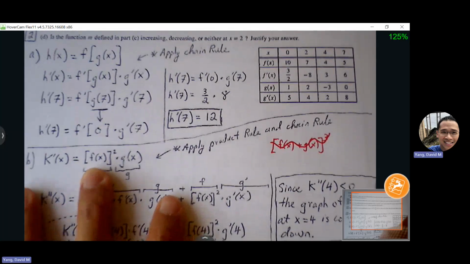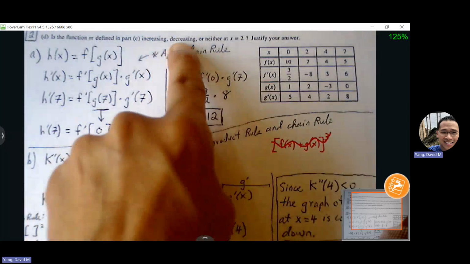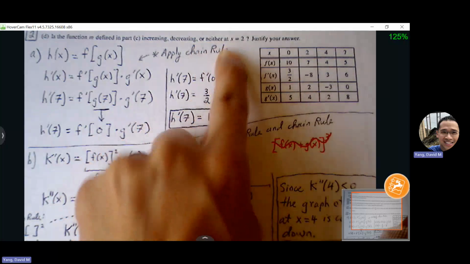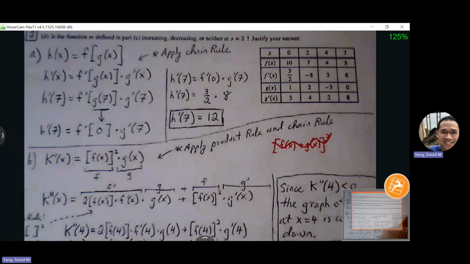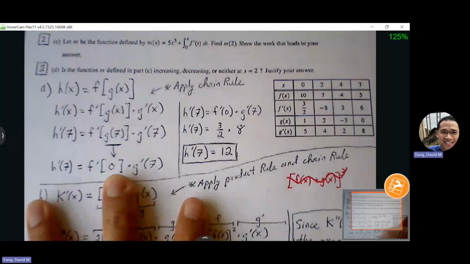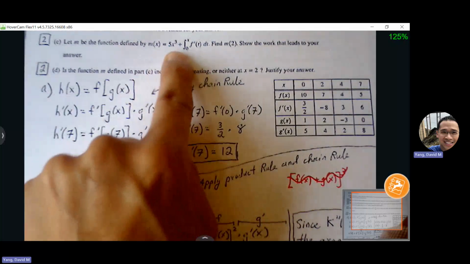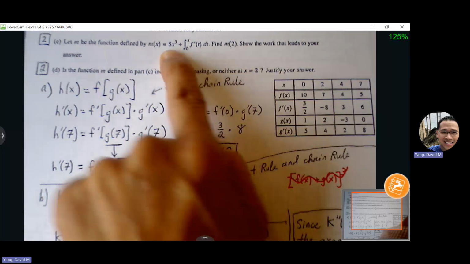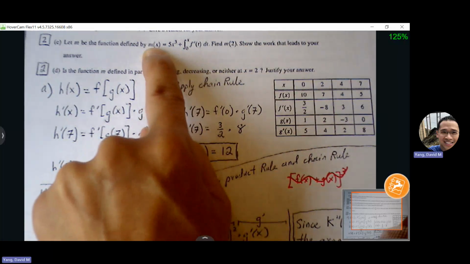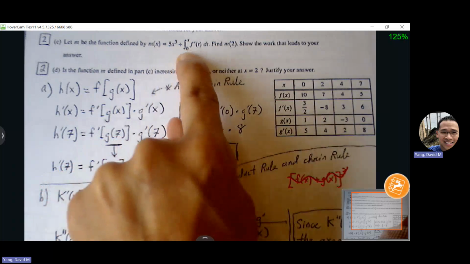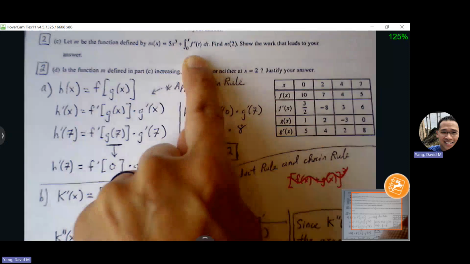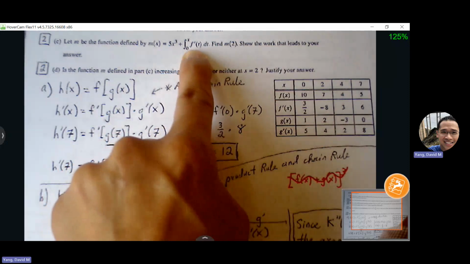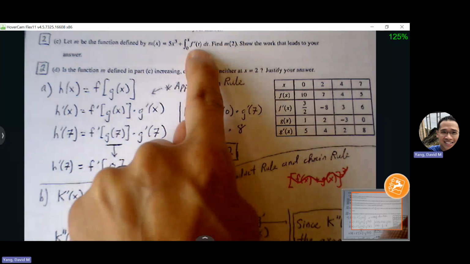Part D, is the function defined in part C increasing, decreasing, or neither at x equals 2? I'm sorry, I needed part C. Sorry, part C. Let m be the function defined by m of x. Find m of 2. So m of 2, I'm just going to replace my x with 2 and then just have to accumulate the area under the f prime graph. Well, I don't have the f prime graph, but I can apply first theorem. But first, I'm going to set everything up.